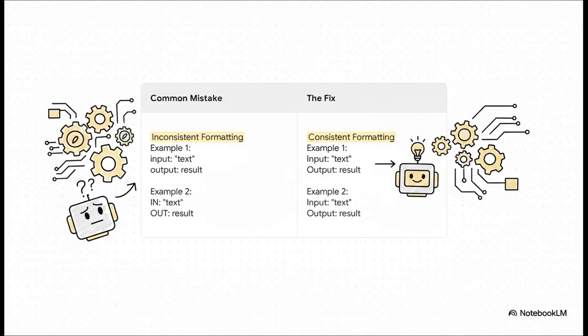Now, this right here, this is probably the biggest mistake I see people make. They're inconsistent with their formatting. They'll use different capitalization or different labels in their examples, and that just completely confuses the model. The results get all wacky and unpredictable. The fix, though, is so simple. Just be meticulous. Use the exact same labels, the same spacing every single time.